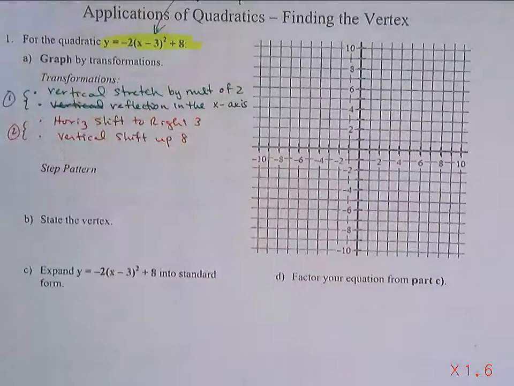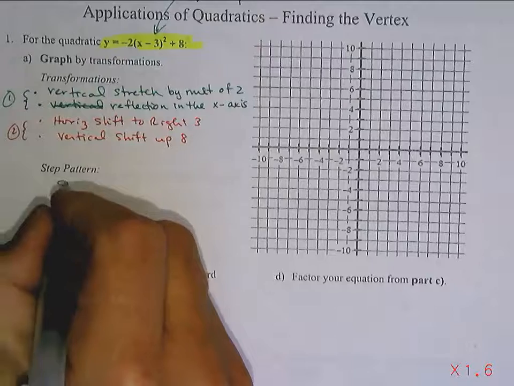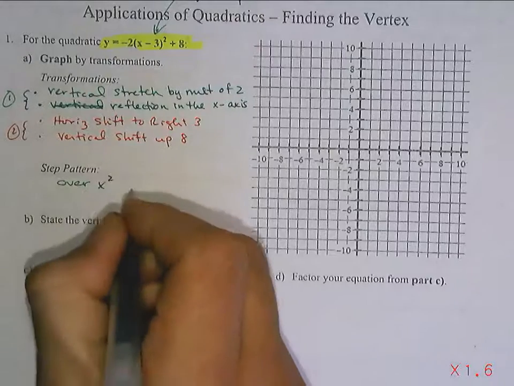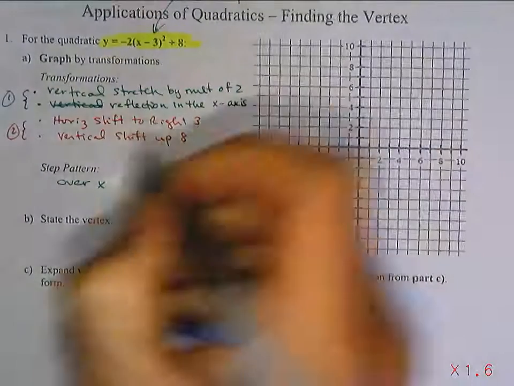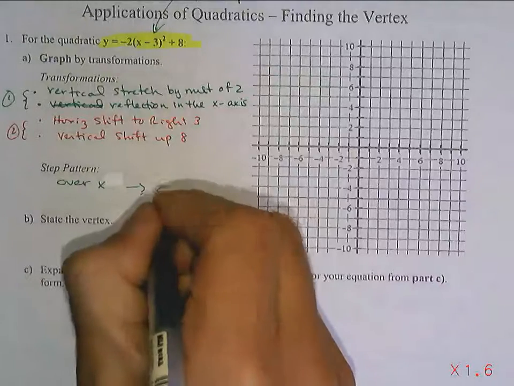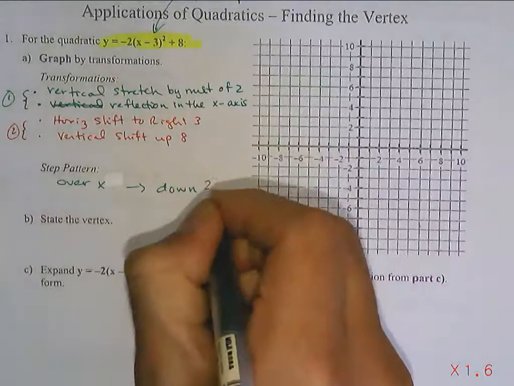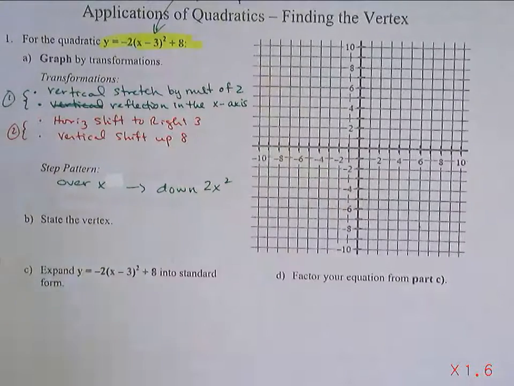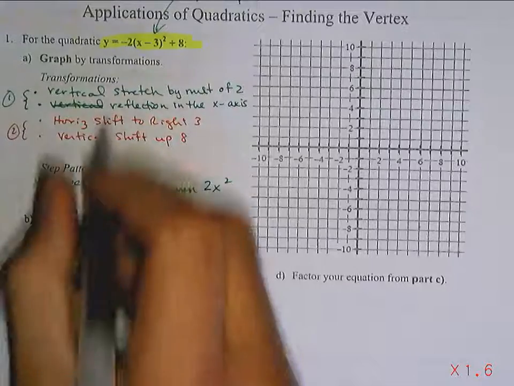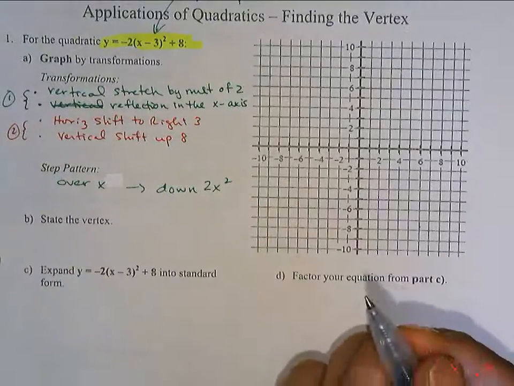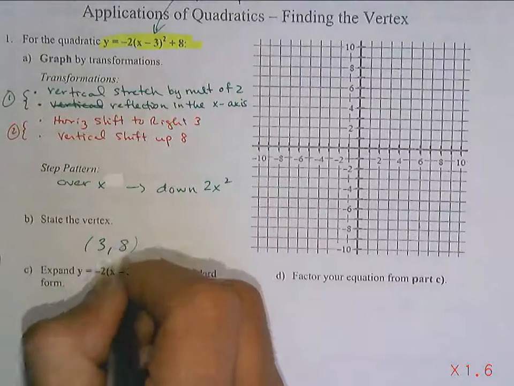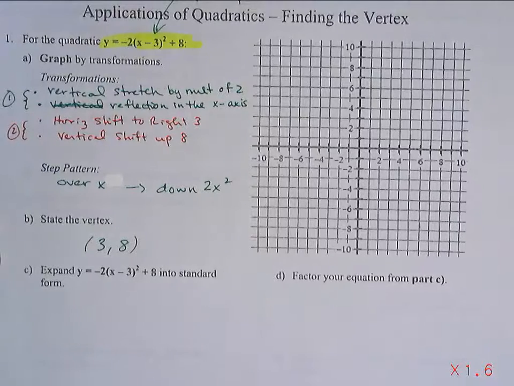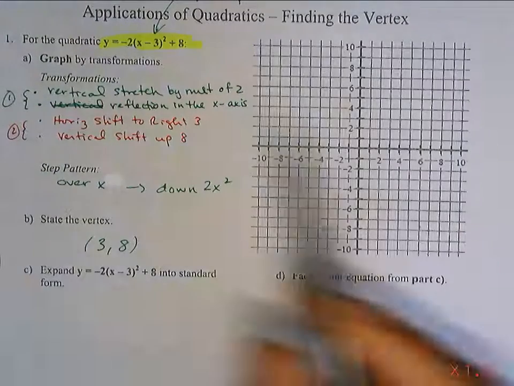Step pattern. There's a vertical stretch. It's stretching it, so we're going to go over 1 from x squared, over x, and then we're going to go down 2x squared. State the vertex. Well, that's what vertex form is so good for, isn't it? You can look at it and you can say the vertex is 3, 8. That is so cool. I guess we should graph it.